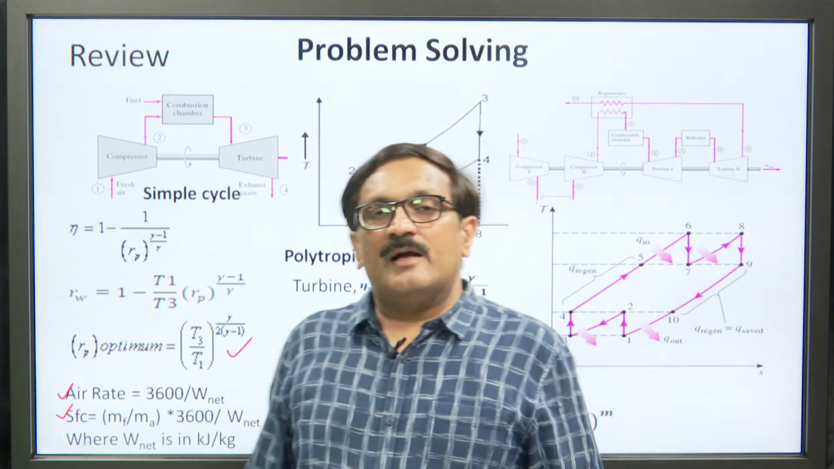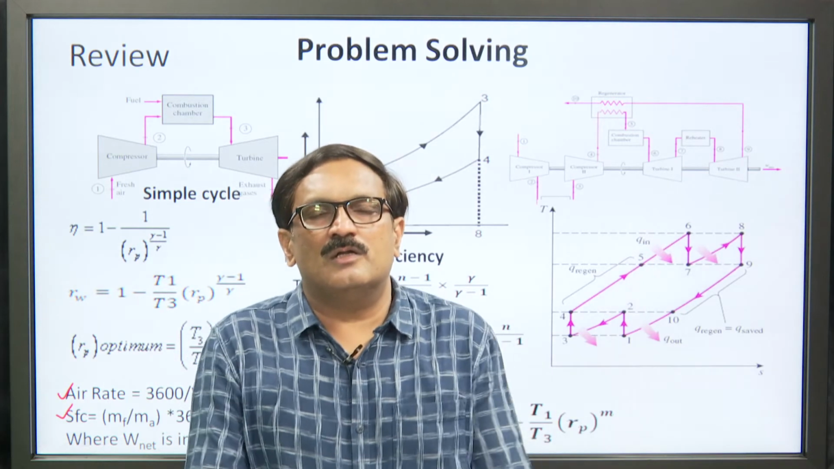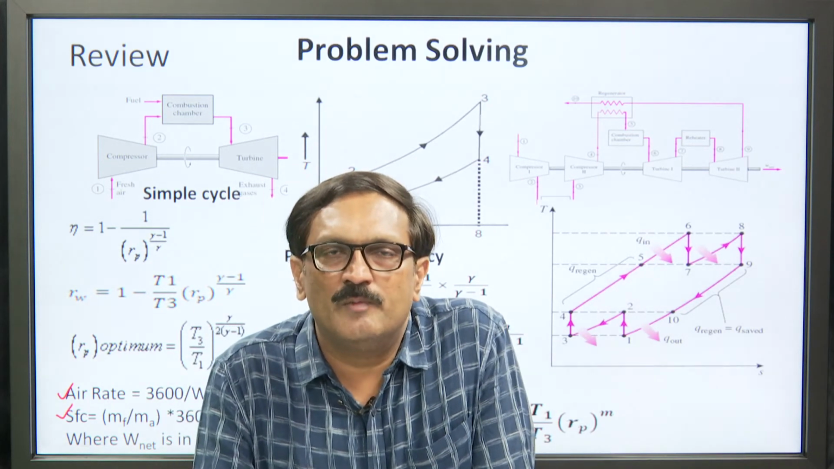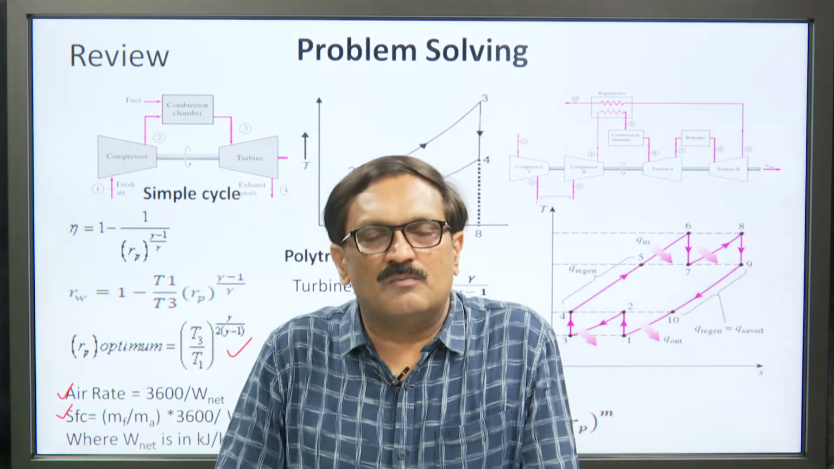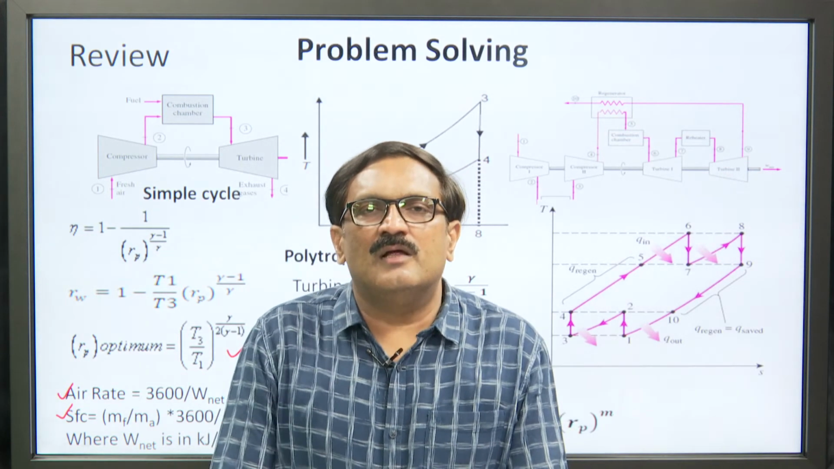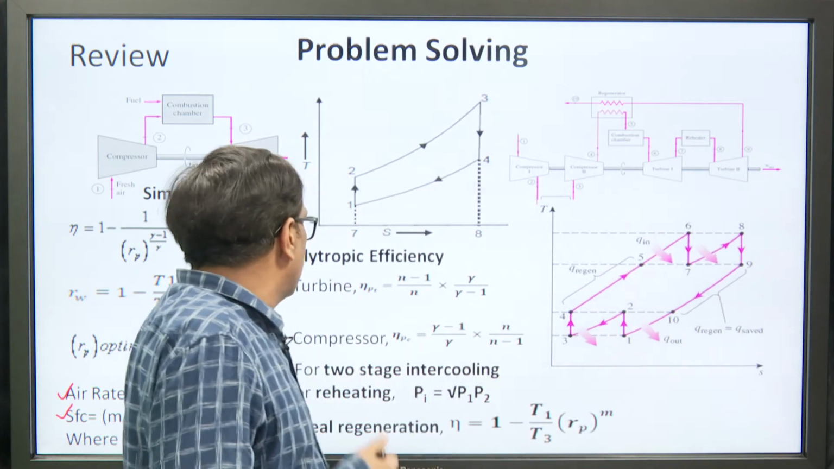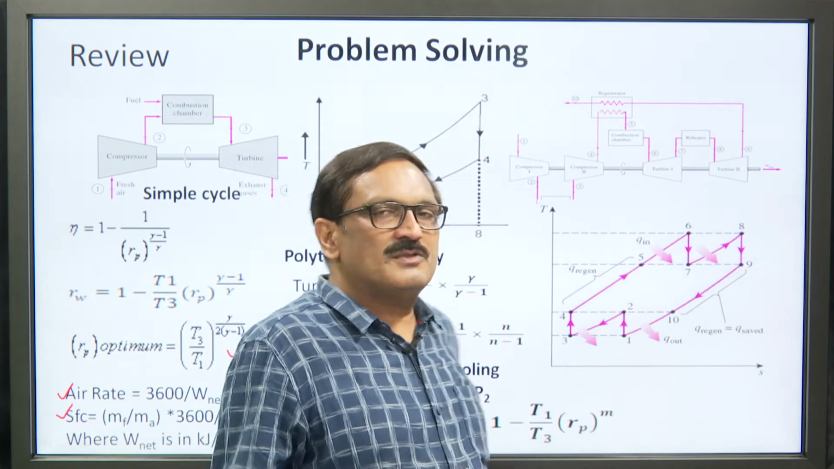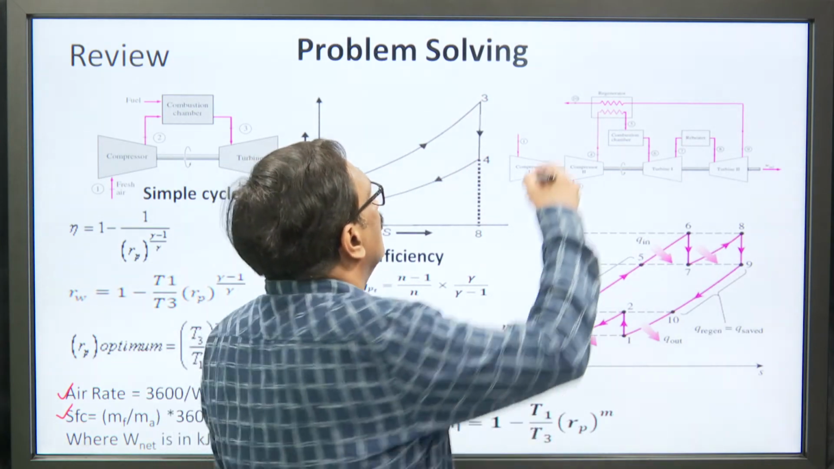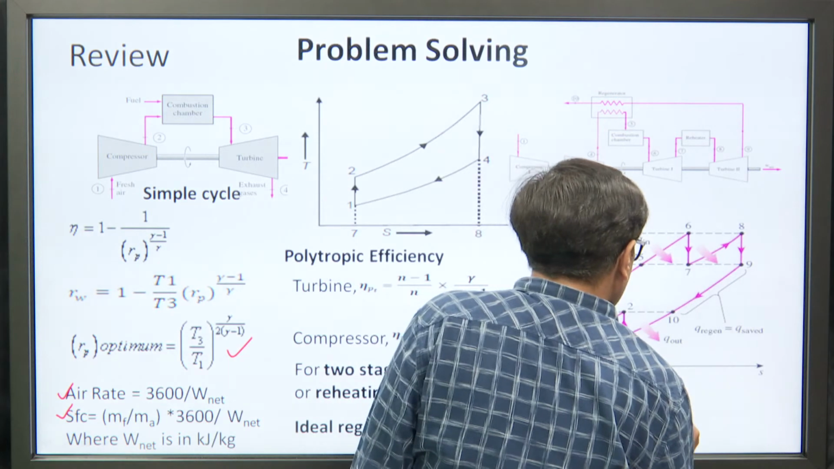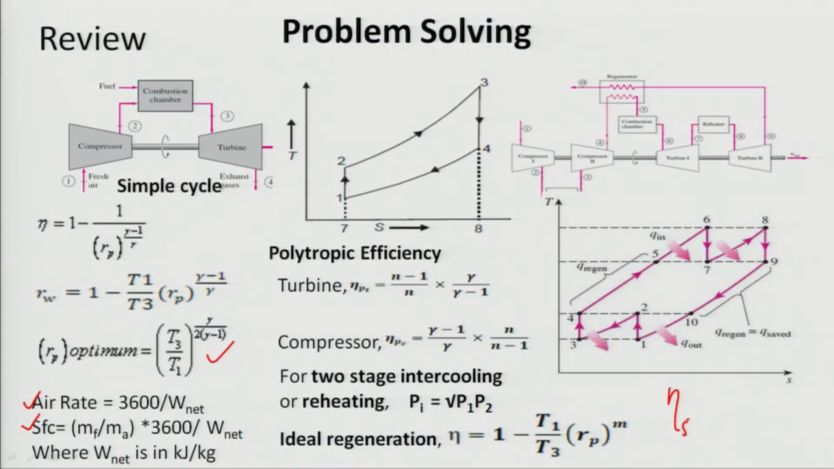And this is the net work output. If inefficiencies or irreversibilities have to be calculated, problems can be attempted in two manners. One is when the isentropic efficiency, the machine efficiency or simple efficiency is given; then we proceed with the isentropic efficiency of expansion and of compression. For the compressor, the isentropic efficiency is delta H ideal upon delta H actual, and we have discussed how to find it for the turbine.